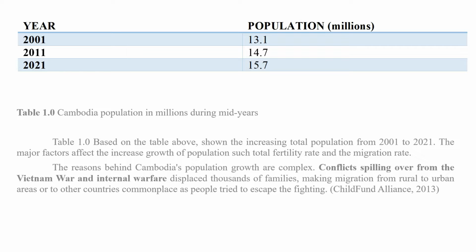Population rate of Cambodia. Based on the table above, the total population increased from 2001 to 2021. The major factors affecting the increasing growth of population are the total fertility rate and the migration rate. The reasons behind Cambodia's population growth rate are complex. Spillover from the Vietnam War and internal warfare displaced thousands of families, making migration from rural to urban areas or to other countries commonplace as people tried to escape the fighting.